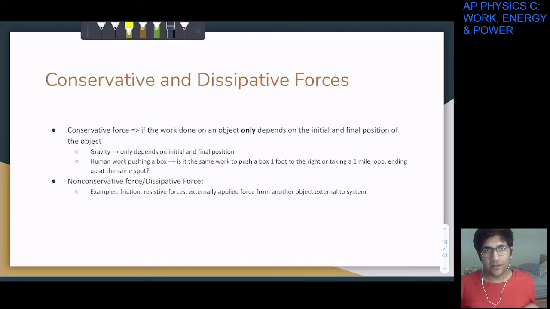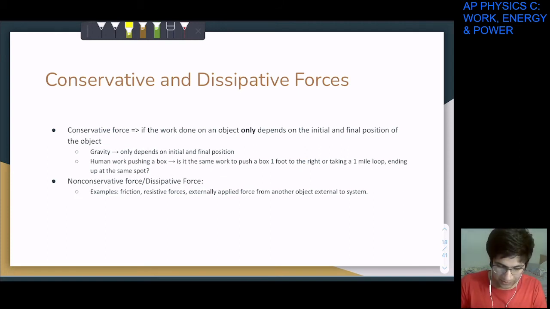Now, that's it on energy for now. Let's just switch gears for a tiny bit back to forces. There's going to be a relationship that we'll determine very soon between forces and energy, but we need to go back to forces for a second before we can build that. So there are two types of forces: conservative and non-conservative, or dissipative, forces.